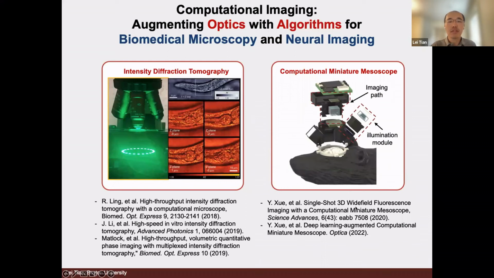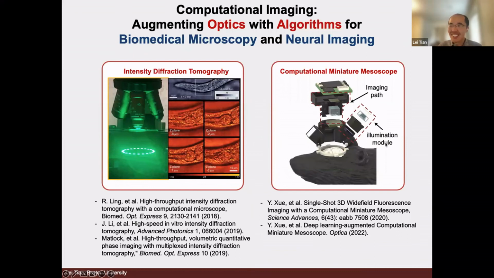I'm curious. Are you planning to control these 4 LEDs in the computational miniature mesoscope independently in order to generate illumination diversity? It's a basic form of structured illumination that could be further helpful in the image reconstruction. So have you made any plans for that?